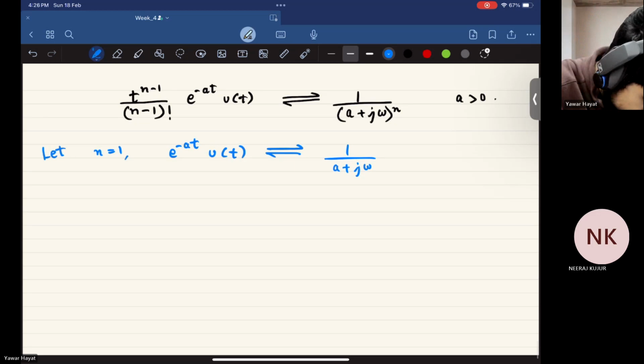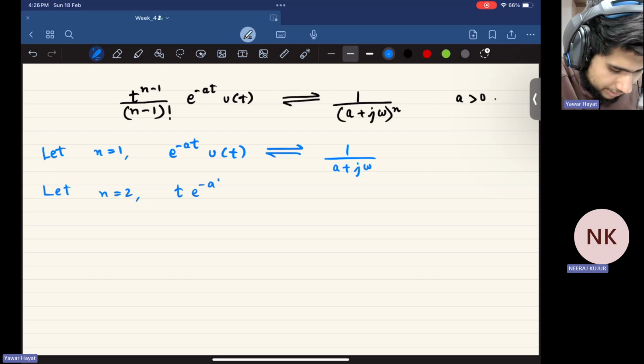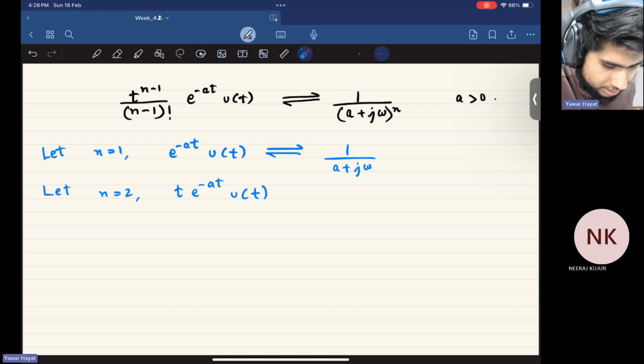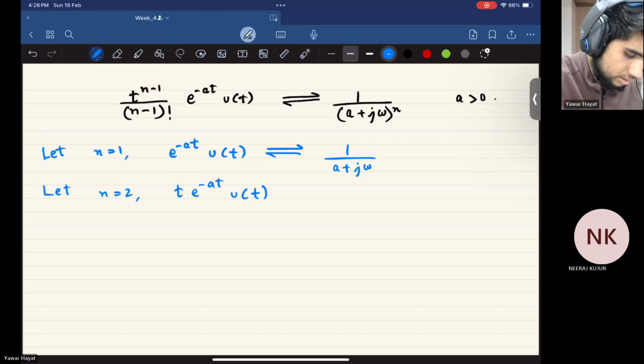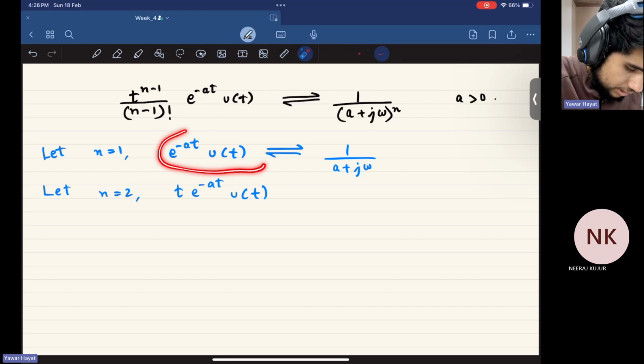So what we'll do is, let me see what happens when n is equal to 2. When n is equal to 2, I would have t e to the power minus at u of t, because 2 minus 1 is 1 factorial, so this is 1. 2 minus 1 is 1, so that's why this t factor. So this is t x of t, and x of t is this one.